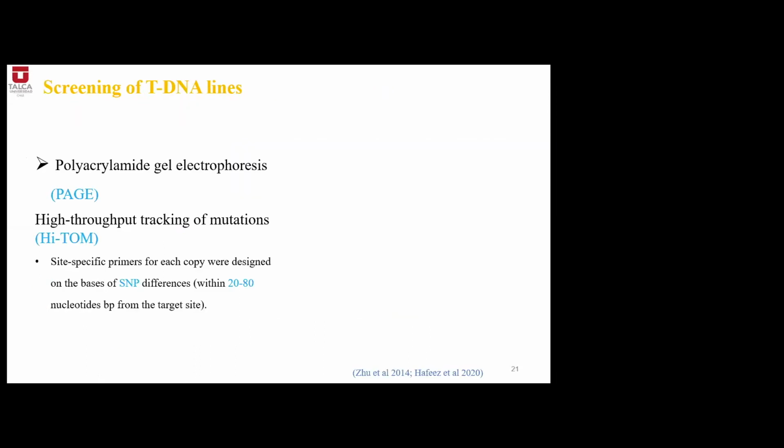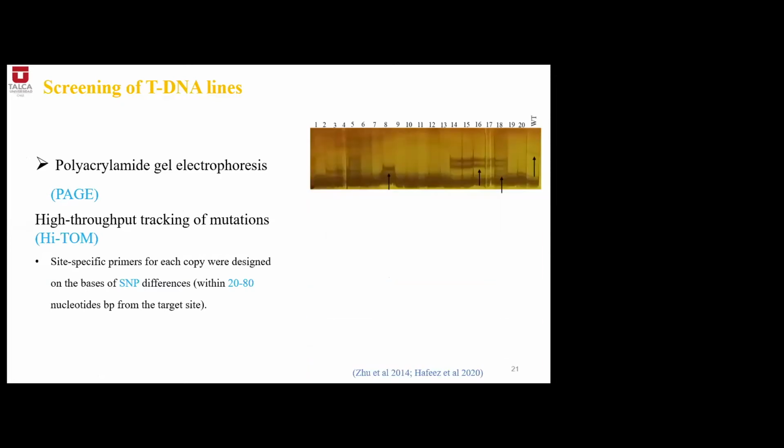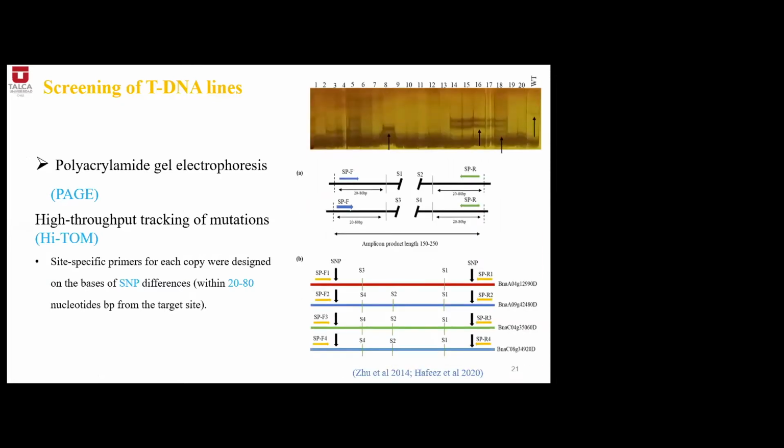Then after getting the tDNA lines, we need to screen whether the plant is a mutant or not. The tDNA T0 line means the Cas9 cassette is in the plant, but it is not certain whether the Cas9 cassette will work in that plant or not. So we need to do mutation screening. We have chosen two methods, which I have already described.